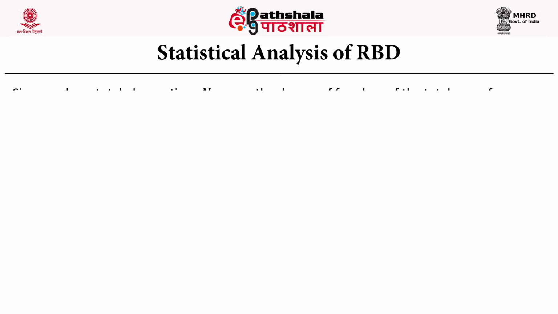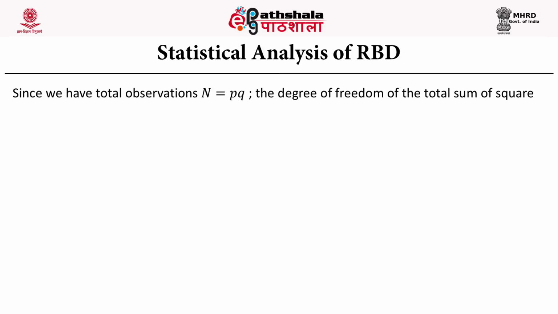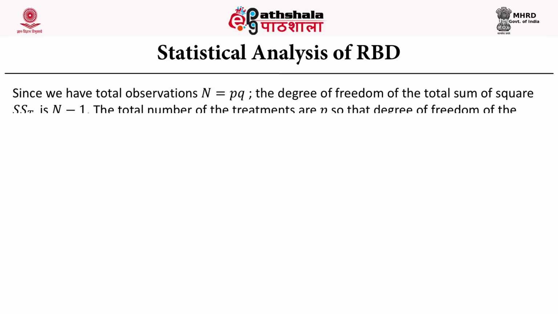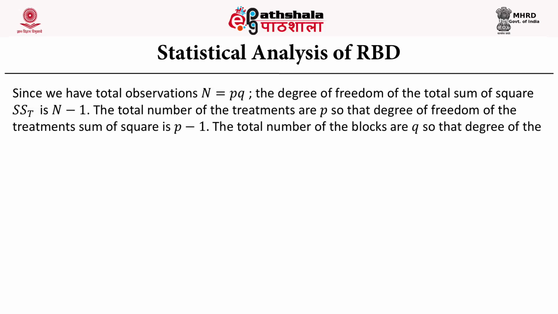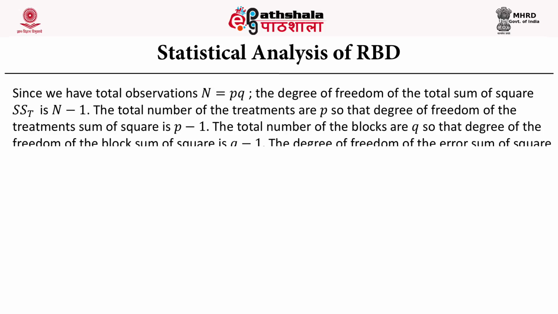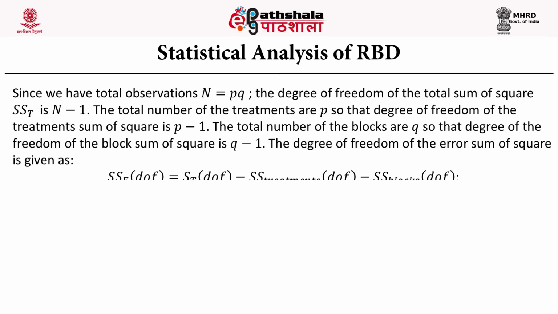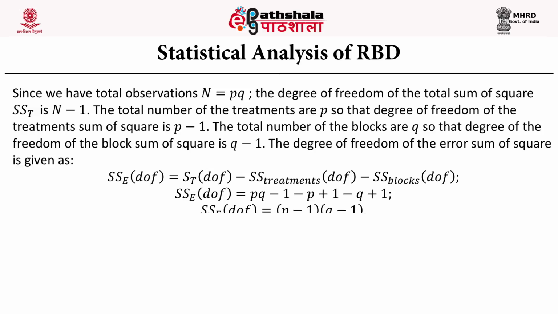By expanding this equation, we get the following: the double summation of (y_ij minus y double dot bar) whole square is equal to q times the summation of (y_i dot bar minus y double dot bar) whole square, where i varies from 1 to p, plus p times the summation of (y dot j bar minus y double dot bar) whole square, where j varies from 1 to q, plus the double summation of (y_ij minus y_i dot bar minus y dot j bar plus y double dot bar) whole square, where summation is over i and j, with i varying from 1 to p and j varying from 1 to q.